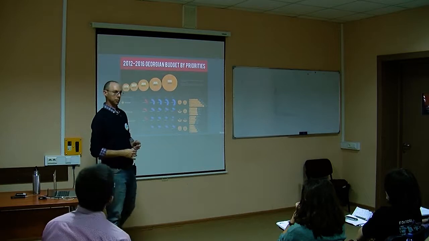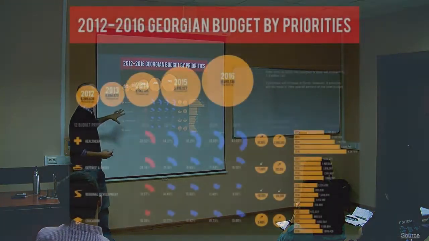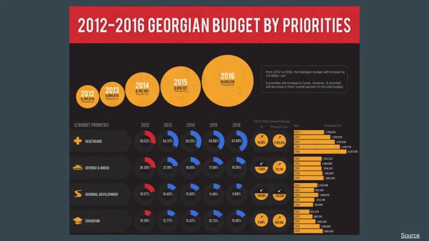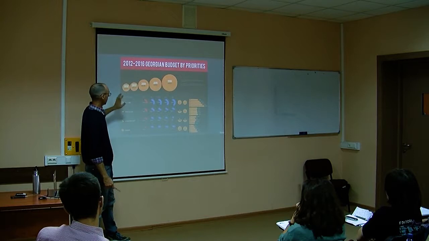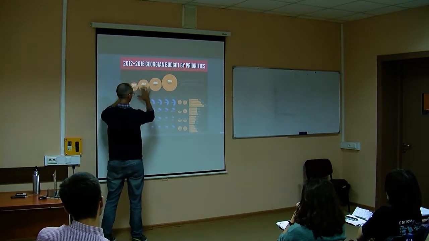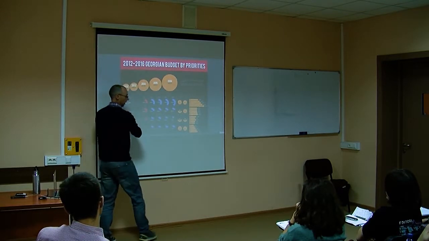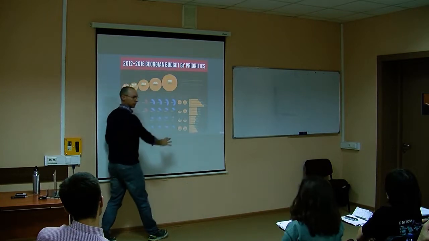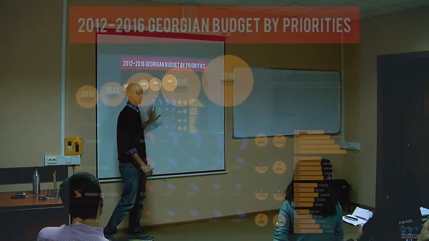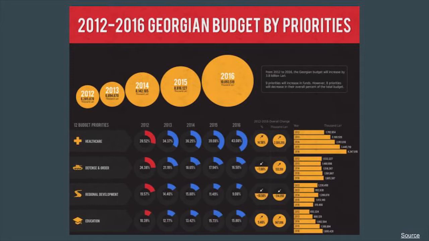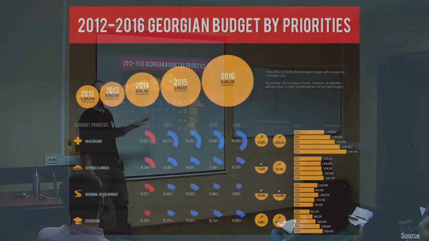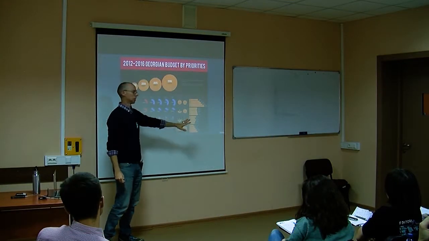So I wanted to show this one. This is one we did about the Georgian budget and the priorities. I just have the top 4 priorities here. But I wanted to focus on two parts. One, this is a crap ton of data. There's a lot of numbers, a lot of charts. Too much. We didn't keep it simple. This is way too much.